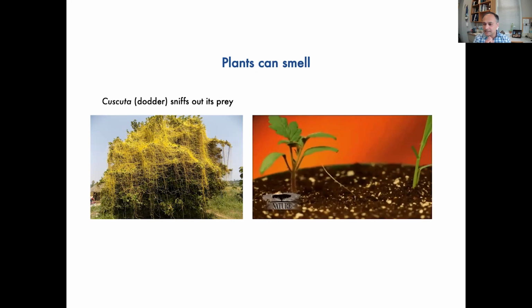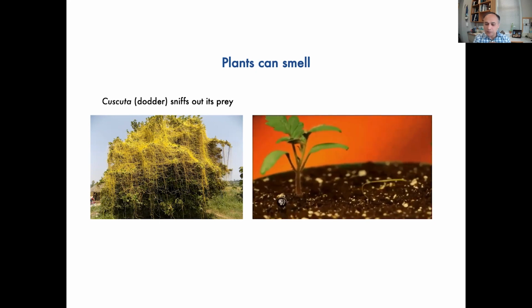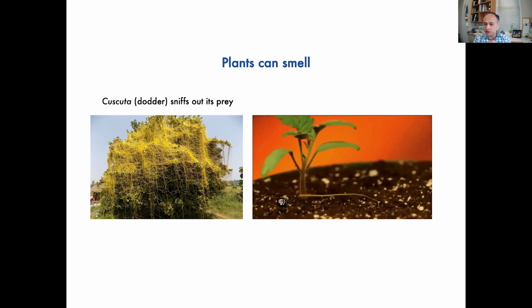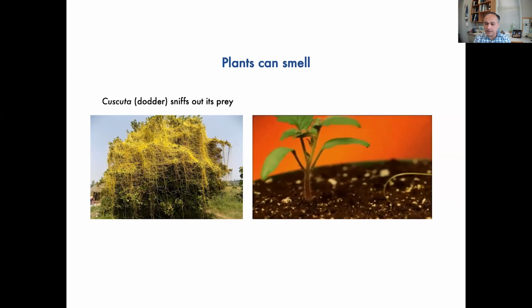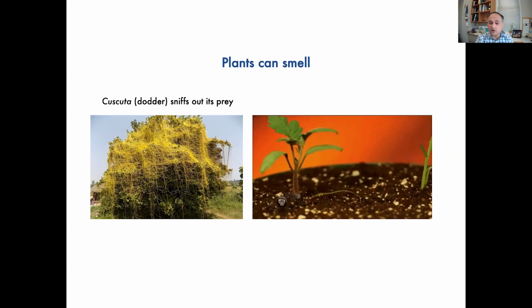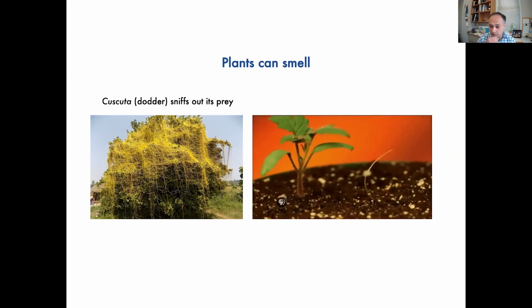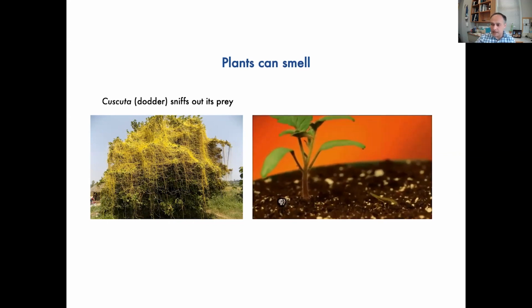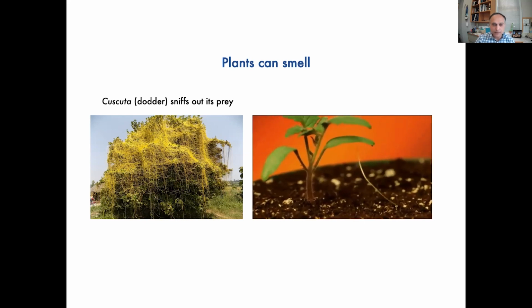So basically, like a snake sniffs its prey, right? It uses its tongue to identify volatile compounds in the air. The same way Cuscuta can sniff out its prey, which is a tomato plant. It can latch on and be a parasite on that plant.